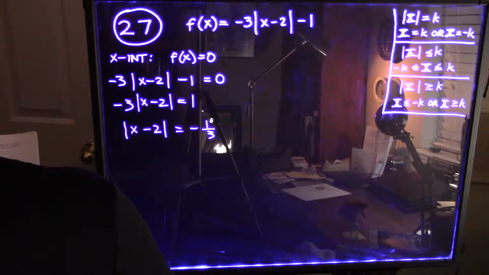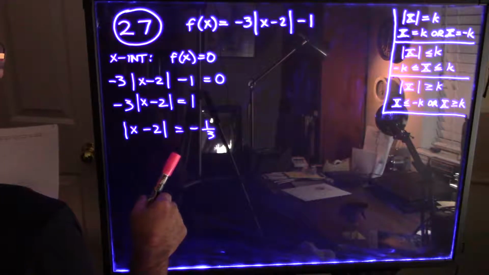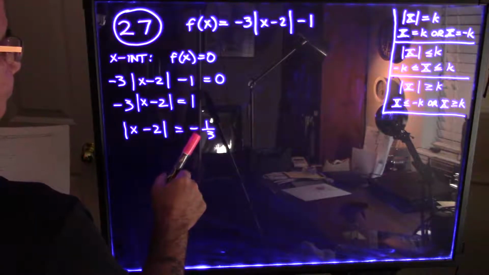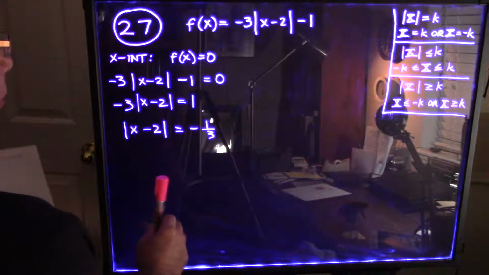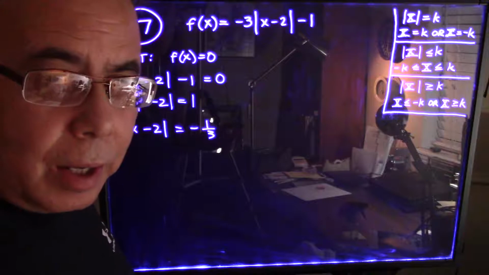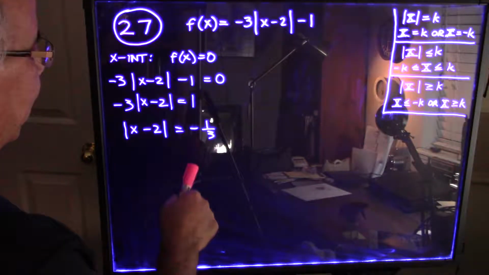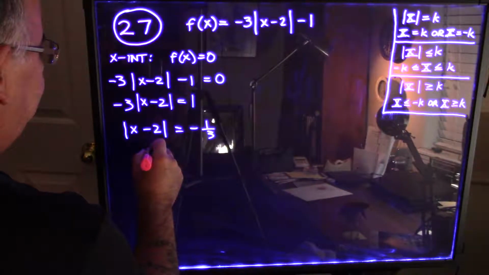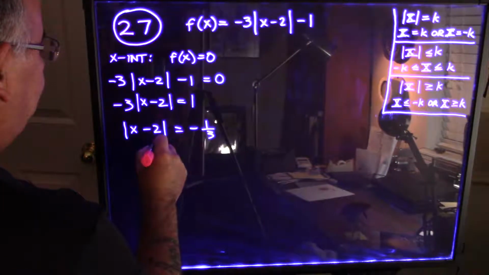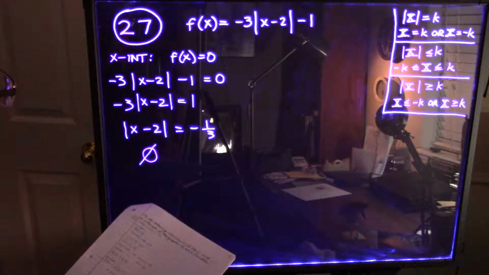And then solve this in the usual manner. Alright, well wait a minute. This makes our job a lot easier. The absolute value, once again, can never be negative, can never be less than 0. So absolute value of something is always greater than or equal to 0. So there is no solution for this. In other words, there are no x-intercepts. It doesn't touch the x-axis.